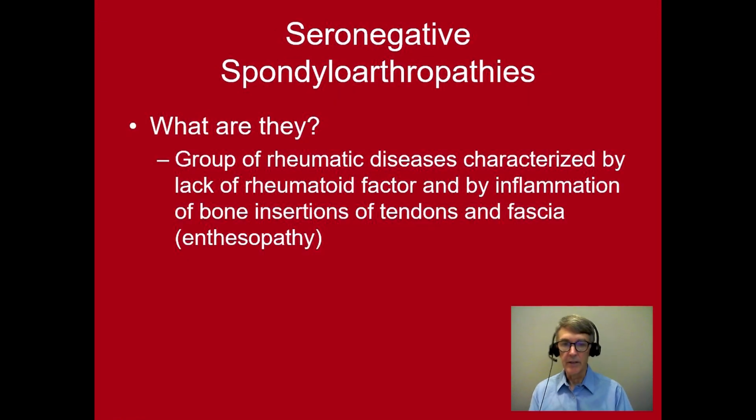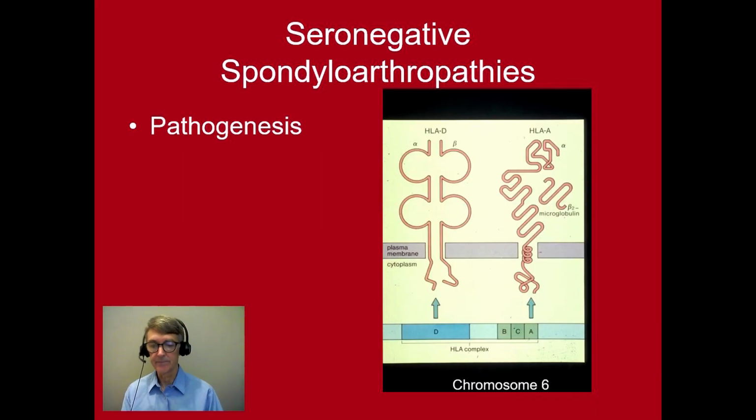So this is the definition, as I said again, a group of rheumatic diseases characterized by lack of rheumatoid factor and by inflammation of the bony insertions of the tendons and fascia, or enthesiopathy. They're clinically distinct from rheumatoid arthritis in that they have different articular manifestations, and in particular they have different extra-articular manifestations. Their response to treatment is different and their prognosis is different.